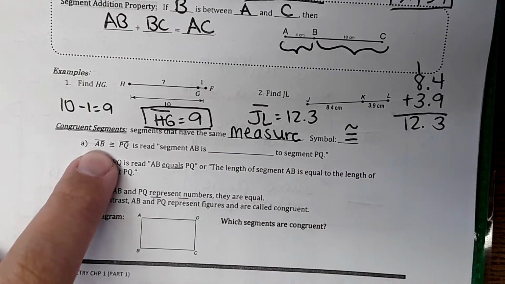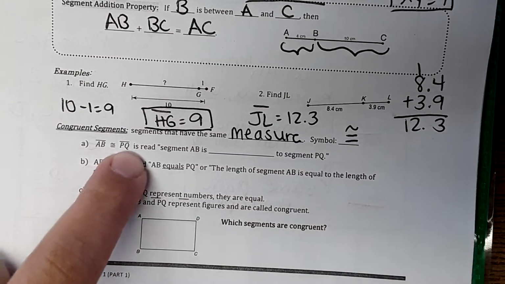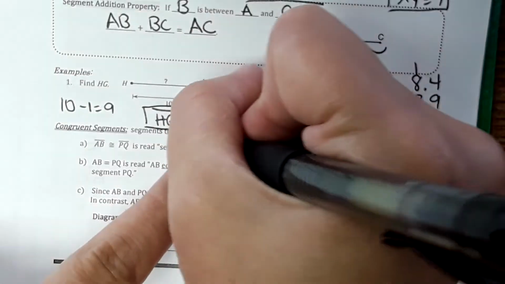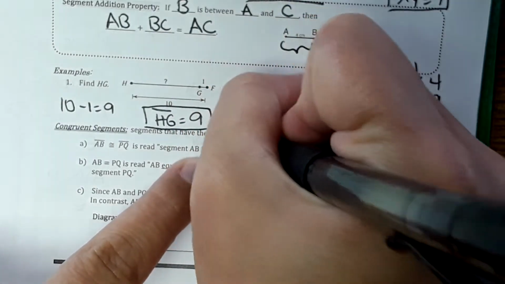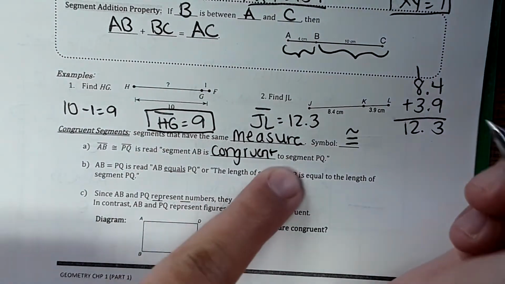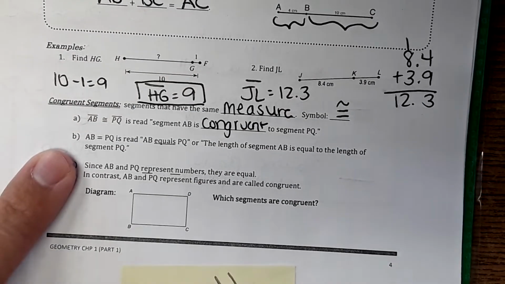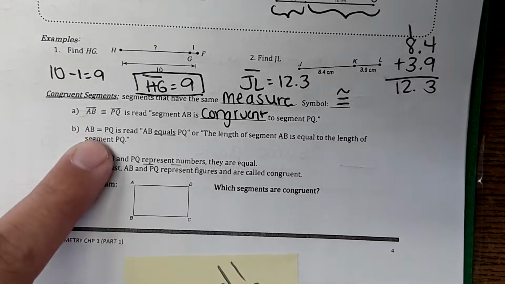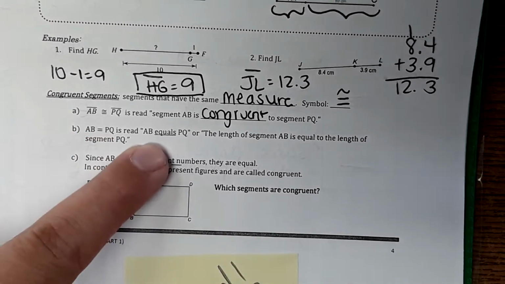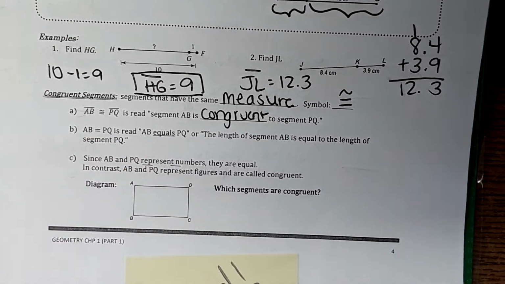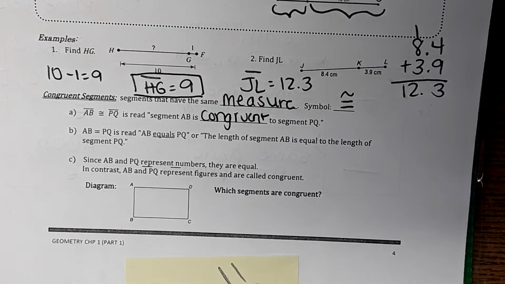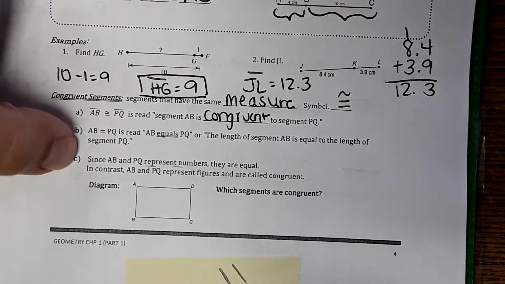Okay, so A right here, it says that segment AB is congruent to PQ. So we read that segment AB is congruent to segment PQ. If you see it set up like this, AB is equal to PQ, that means AB is equal length to PQ, and therefore they are congruent. It's just different ways you might see it written.